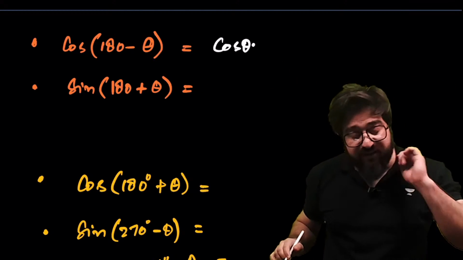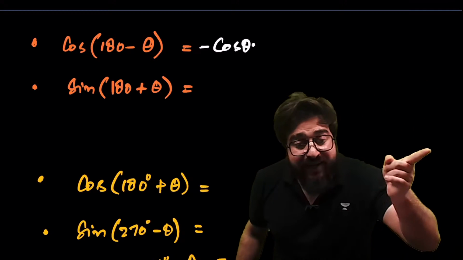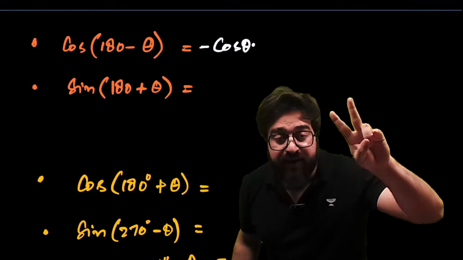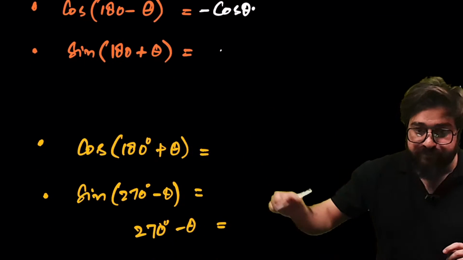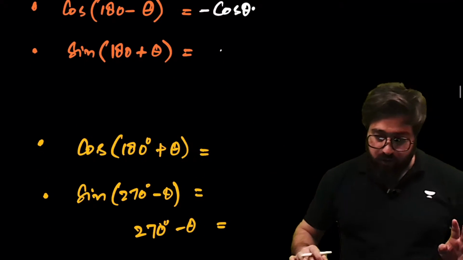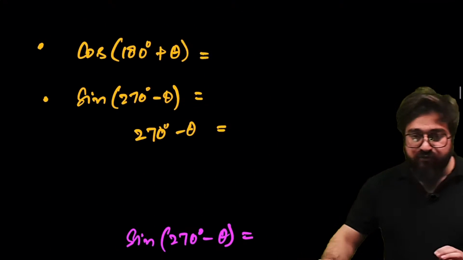Now you have to see whether it is positive or negative. We say it will be negative. Okay, because 180 minus theta is second quadrant. In second quadrant, cos is negative. That's why negative. This is your homework, all of these. Okay, this one also. All of these are your homework.